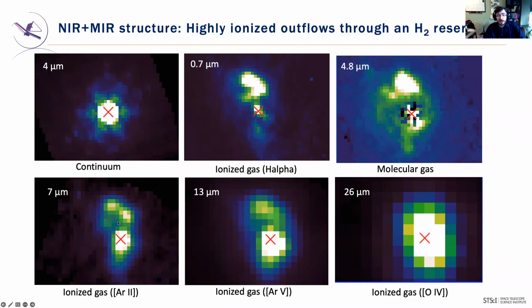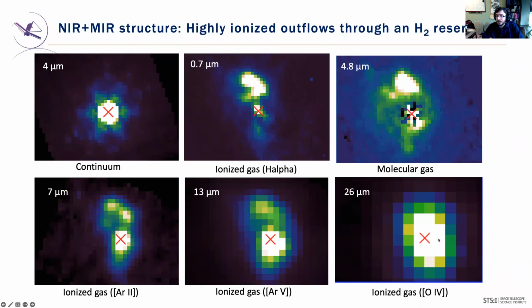Similarly, if you look in the ionized gas at longer wavelengths, things like argon-2 and argon-5, that can tell you something about what the ionization state of the gas is. You can see that even out to the larger distances in this northern lobe, you're getting not only the low ionization lines, but also the higher ionization argon-5 lines as well. So the high ionization species aren't constrained to just the very central region around the black hole. They go out to a couple kiloparsecs or so out into those lobes.